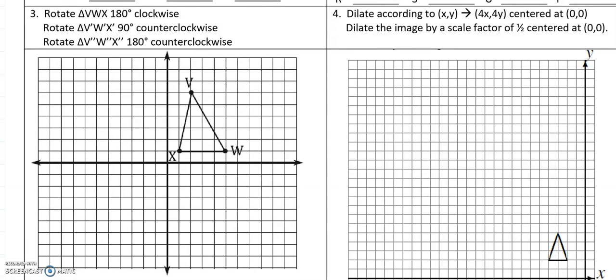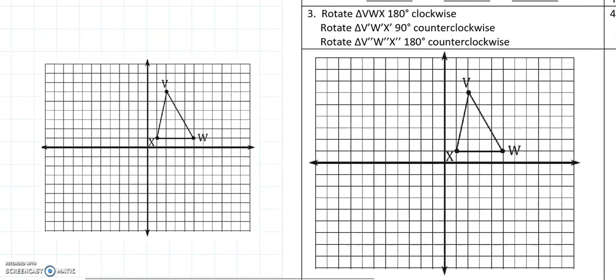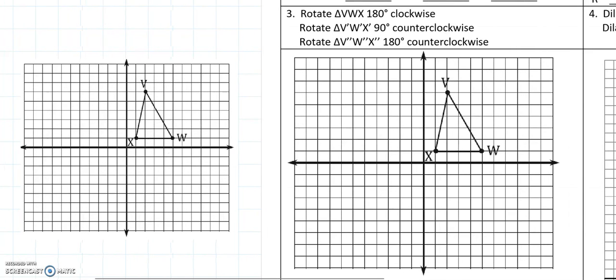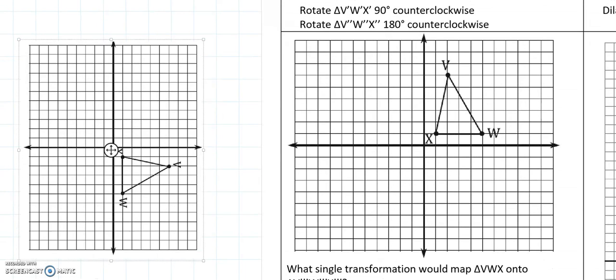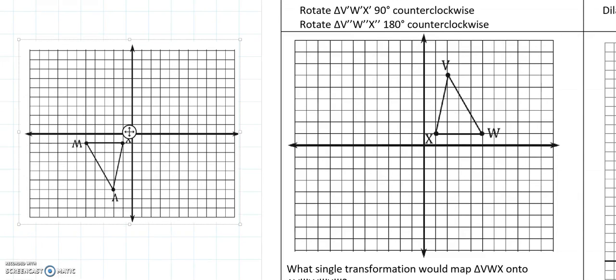So the first one says to rotate this shape 180 degrees clockwise. So that's basically like rotating the shape upside down. Doesn't matter if you go clockwise or counter. So I'm going to slide over here. I have the same exact graph, and I'm going to rotate it. All right, so I'm going to rotate it clockwise 90. It's going to look like that. And then another 90, so now I'm upside down, I'm 180.